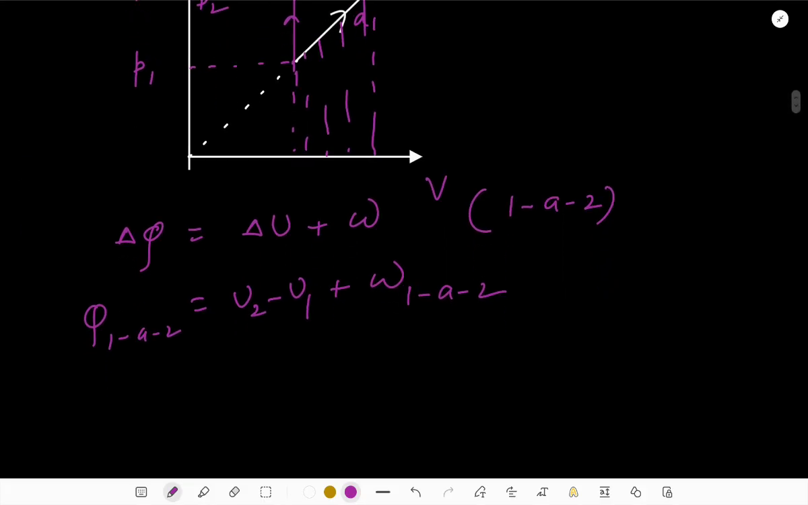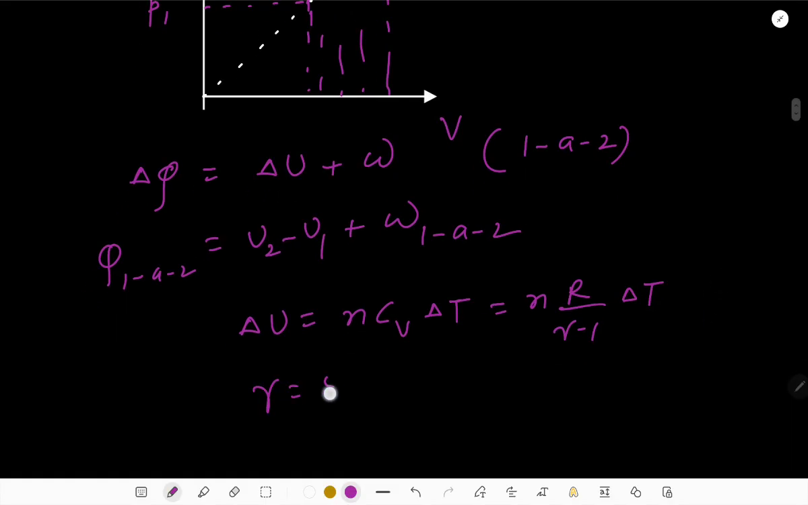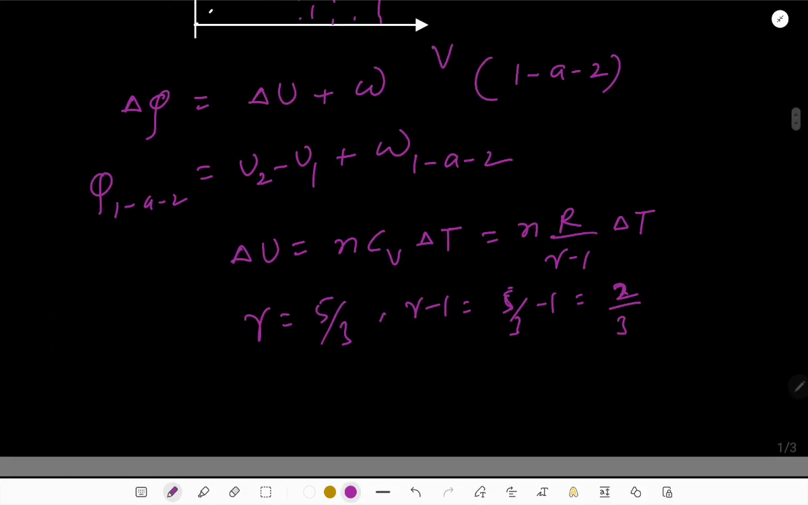And for change in internal energy, we know the definition. Delta U is written as n Cv delta T, where Cv is the molar specific heat capacity, which ultimately becomes R by gamma minus 1. Gamma is the adiabatic constant. For monoatomic gases, the value of gamma is 5 upon 3, and so gamma minus 1 is 5 by 3 minus 1, that is 2 upon 3. So in this case, delta U will become simply 3 by 2 nR delta T.